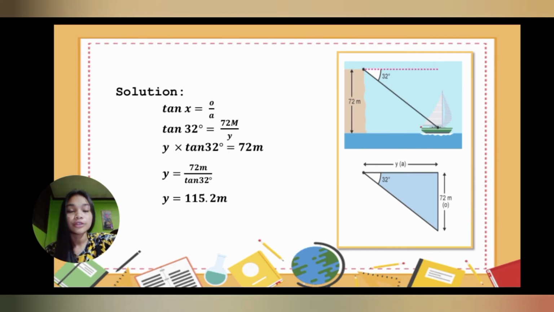Let's have our solution. All we need to do is to get our formula, which is tan x equals O over A, and get the value of every given to the given formula, which is tan 32 degrees equals our O, which is 72 meters, divided by our Y, which is our A. And then we need to put our Y in the first area because that was the missing piece, and we need to get the answer.